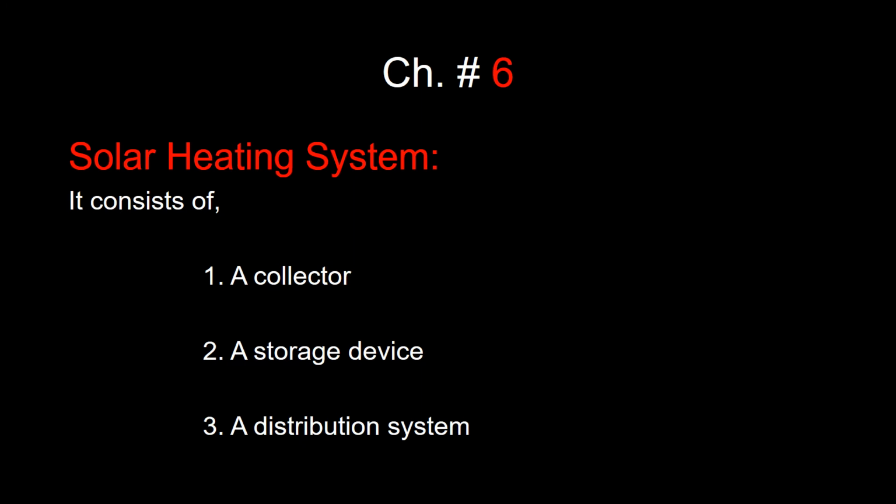And now I will discuss the solar heating system. It is part of solar energy. Students, the solar heating system consists of three parts. One is the collector. It consists of a panel which gets the solar heat, and this solar heat is trapped in this part. The second is the storage device. It is the water storage device which is to be heated. And the third is a distribution system, which distributes the hot water to the whole house.